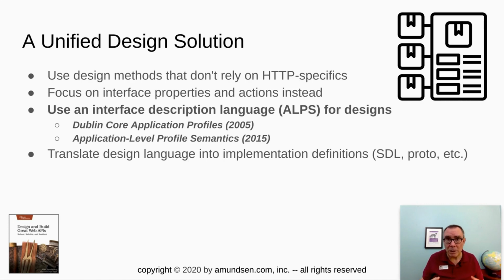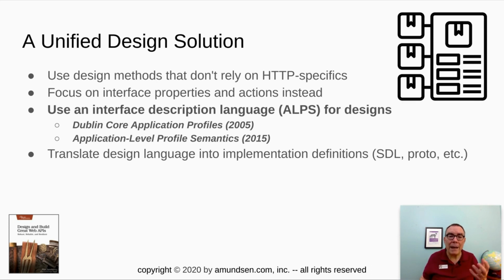There have been a couple around for quite a long time. The Dublin Core Application Profiles, or DCAP, have been around for over 15 years. And the Application-Level Profile Semantics, or ALPS, which is something I and a few of my colleagues put together, has been around for more than 5 years. ALPS, for example, is used by a lot of the Spring tools to do the same level of describing the language of the API in general terms.